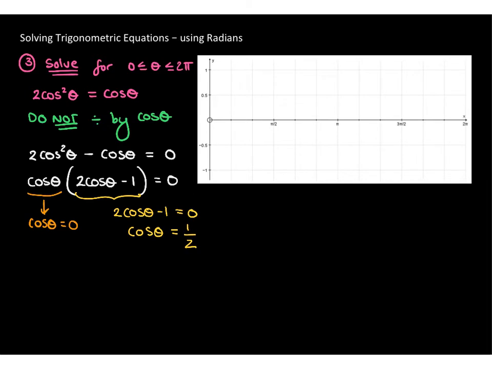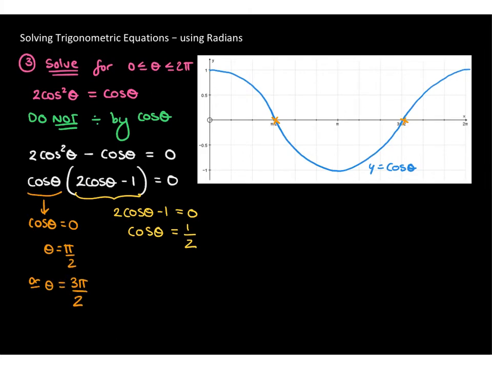Now I'm going to solve this equation using the trigonometric graphs. So here is my graph sketch. First of all, solving cos theta equals 0, we get two obvious answers, both fractions of pi. Theta equals pi by 2 or theta equals 3 pi by 2. Now the second equation, cos theta equals a half, I want to draw in a horizontal line here at y equals a half.